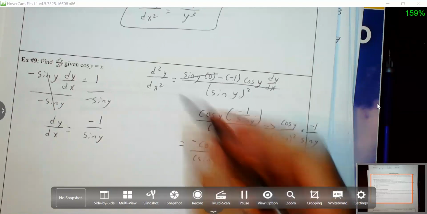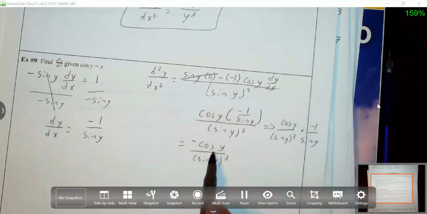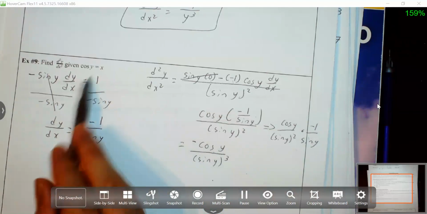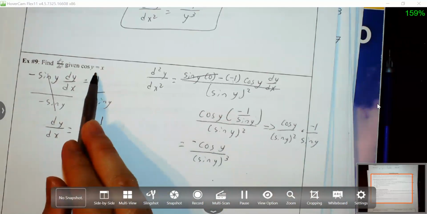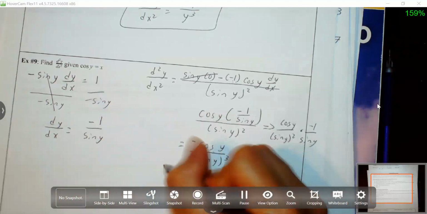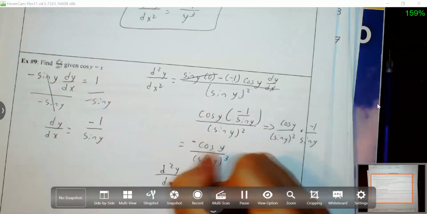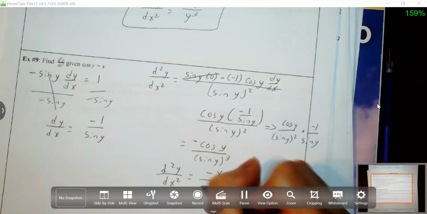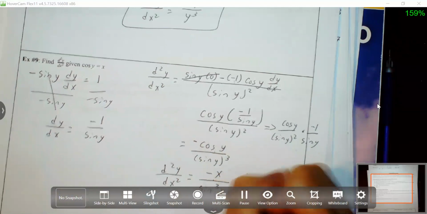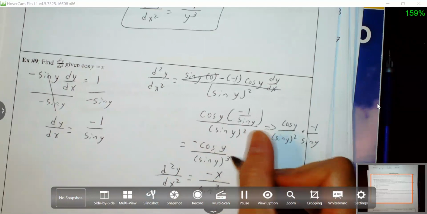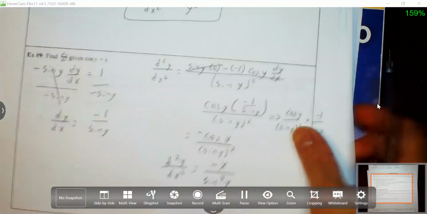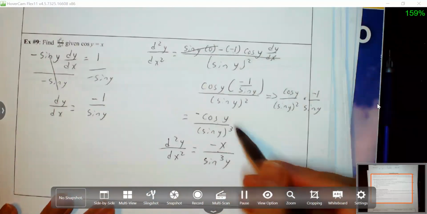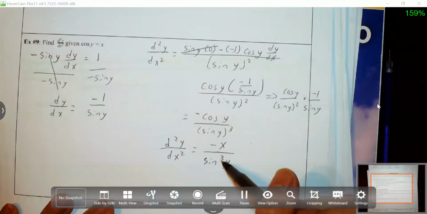So what do I know cosine y is equal to? Go back to the very beginning. It's equal to x. So I know my second derivative is negative x over sine cubed y. We were having the 3 on the outside just to make it easier to see what we're dealing with, but in the end, you'll see the 3 back in there.